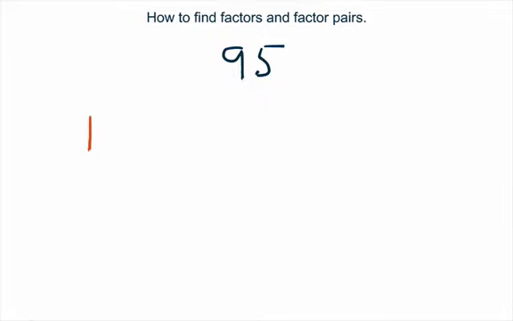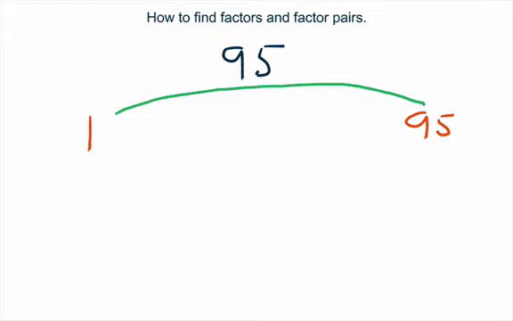Now what would the factor buddy be for the number 1? How many times does 1 go into 95? Well, in other words, what times 1 gives us 95? The answer would be, obviously, 95. So 1 has the factor buddy of 95. So 95 also goes in.